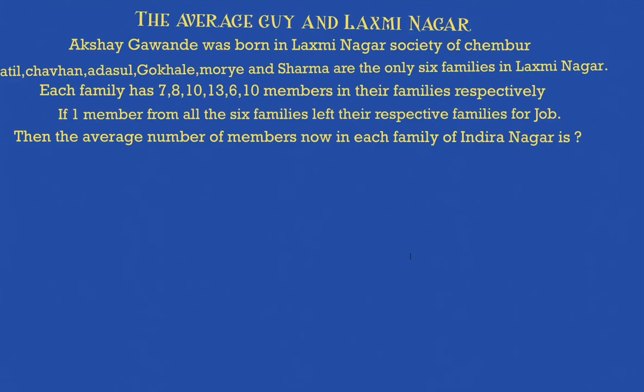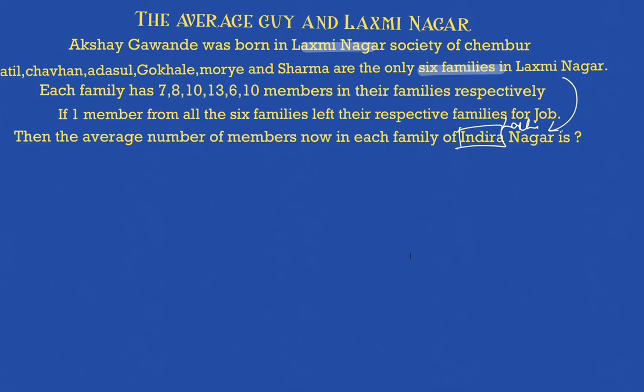What is it saying? AG was born in Laxmi Nagar. We know that. There are 6 families here. We know that. Each family has these members respectively. We know that. If one member from all the 6 families left their respective families for a job, then the average number of members now in each family of Laxmi Nagar is. Sorry, the question says Indira Nagar, but it's the same place. That's a misprint. It has to be Laxmi Nagar only.